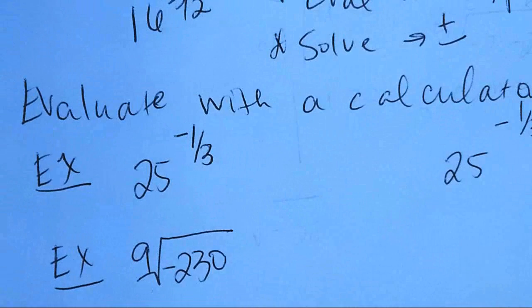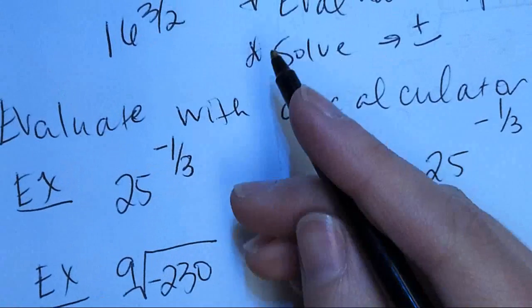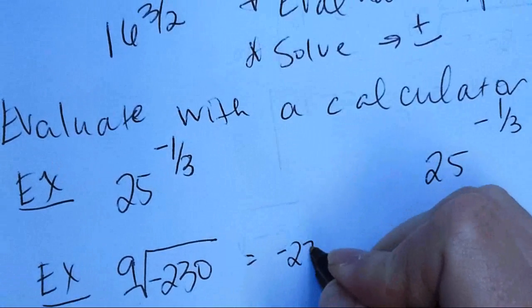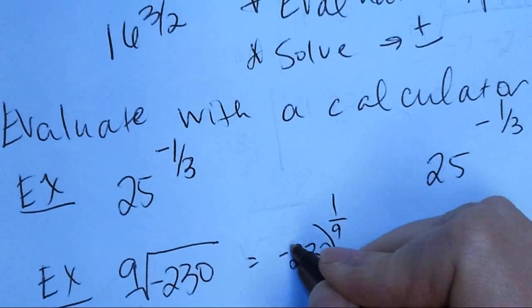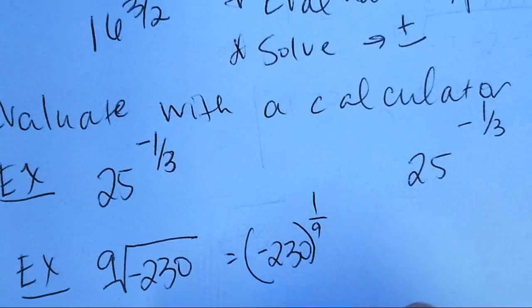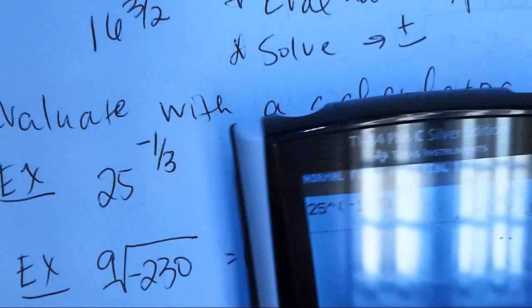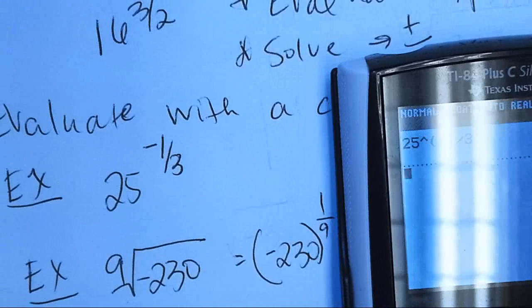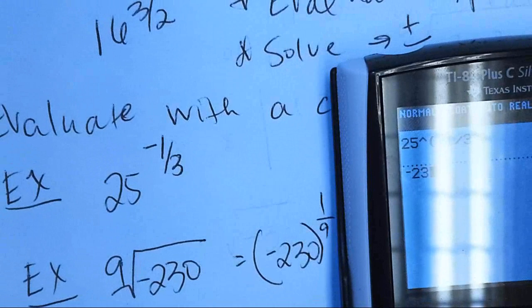Okay, the 9th root of negative 230. There's 2 ways you could do this. You could either say, okay, this is going to be negative 230 to the 1/9. When you do that, make sure you put it in parentheses. Always in parentheses, the negative 230 part. Or you could actually type it in. So let's do both ways. The first thing we're going to do is type it in, negative 230 to the 1/9. Make sure you use parentheses.